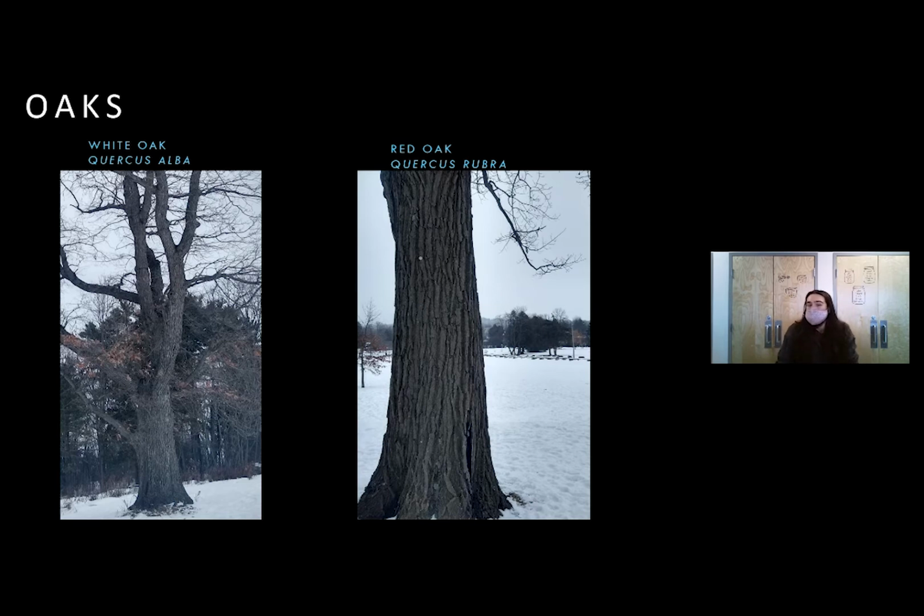It's also, I think, a little bit paler. I don't really like to go off color for this type of thing for bark. I prefer to go off texture and general features and growth trends. But generally the white oak is a little bit lighter in color.